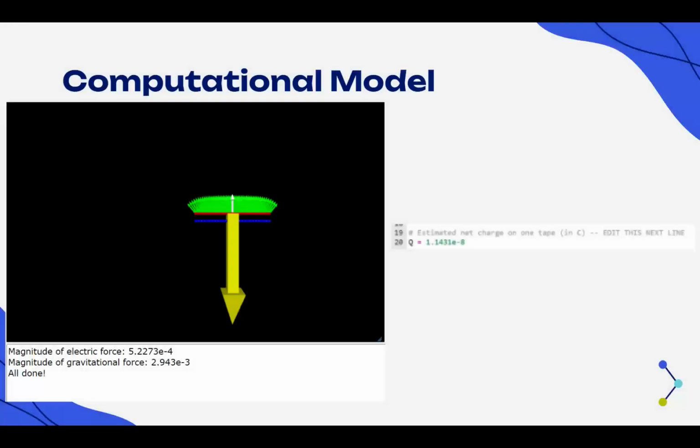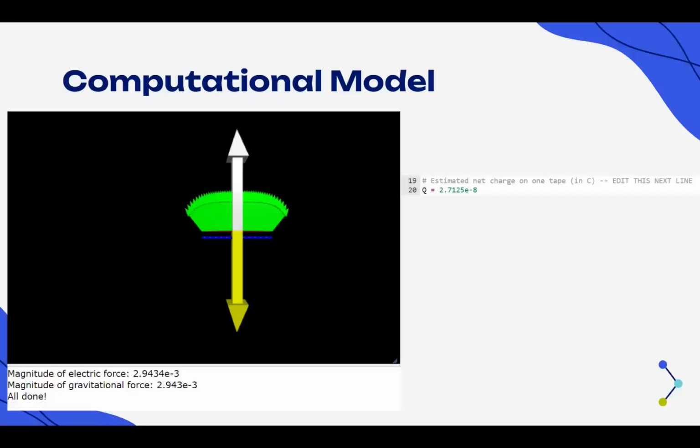Here you can see that the magnitude of the electric force is a lot smaller than the magnitude of the gravitational force, which means that the charge I inputted, which was from the point charge, is not that accurate. So what I did was guess and check until I got the electric force equal to the gravitational force, and the charge I found to make that happen was 2.71 times 10 to the negative 8 coulombs.